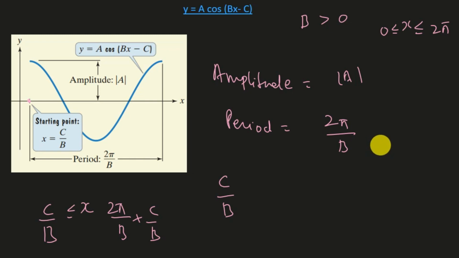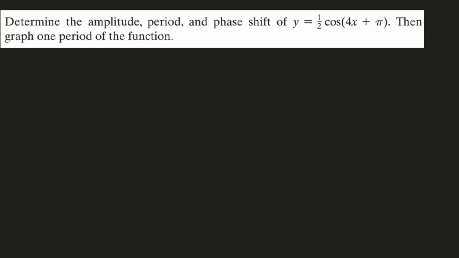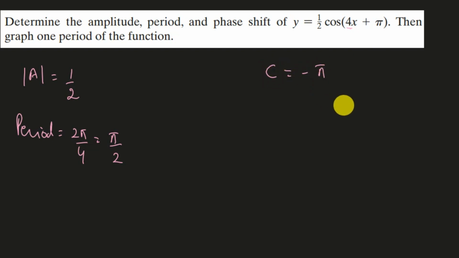Now let's take an example to understand it better. Now this is the question. Here amplitude would be half, right? This would be the amplitude. Also the period would be 2 pi by B. So 2 pi by B here is 4. So that would be pi by 2. So period would be pi by 2. So after this pi by 2, the things are going to repeat. Also here we can see this is pi here. That is, the value of C would be minus pi, right?